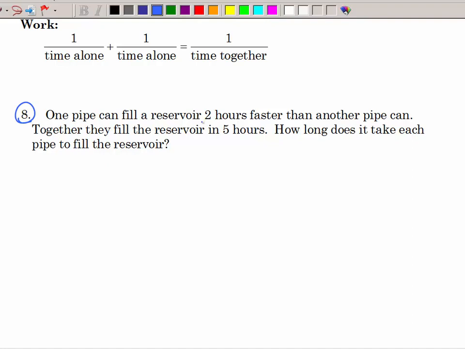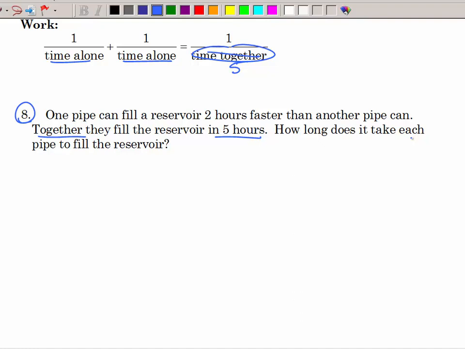One pipe can fill a reservoir 2 hours faster than another pipe can. Together, so we know this one, they can fill it in 5 hours. So we know that part. So now we just need the time alones. How long does it take each pipe to fill the reservoir?